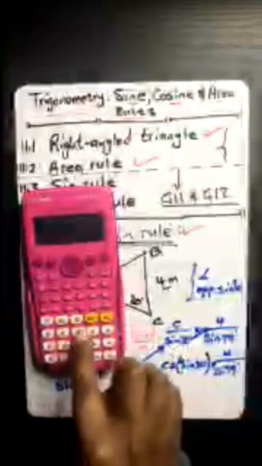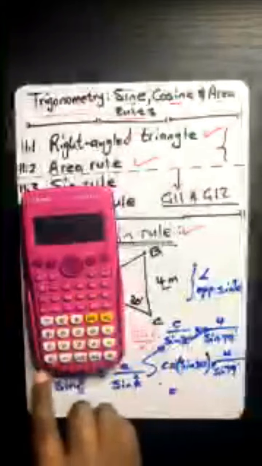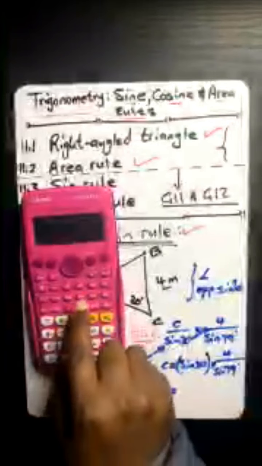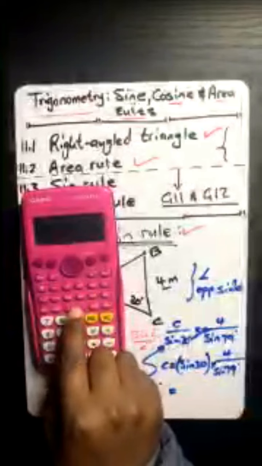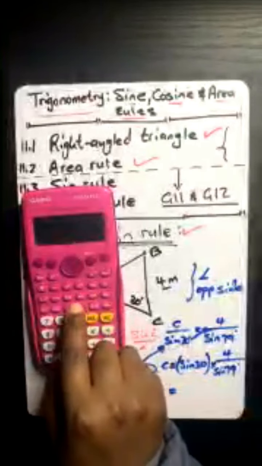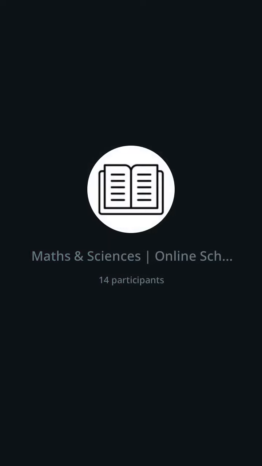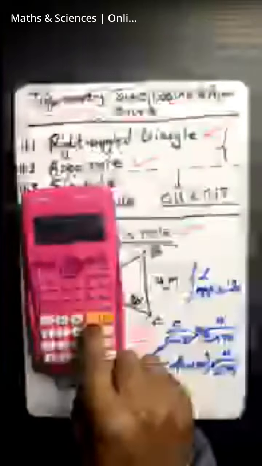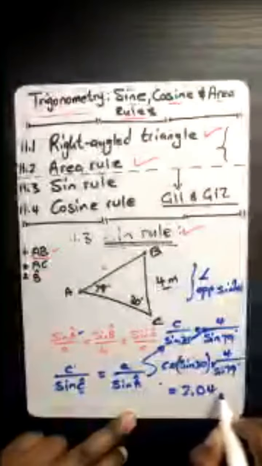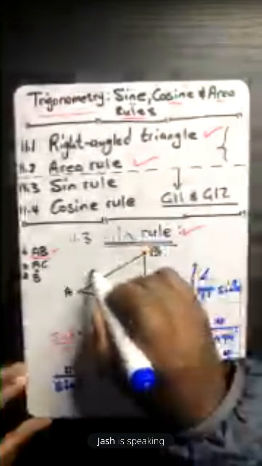Remember, guys, this thing just came out of my head because I wanted to explain something to you. Let's see, 4 over sine of 79. I'm getting 2. What are you guys getting? Let's see. I'm getting 2,04 meters. What are you guys getting? Same too, sir.